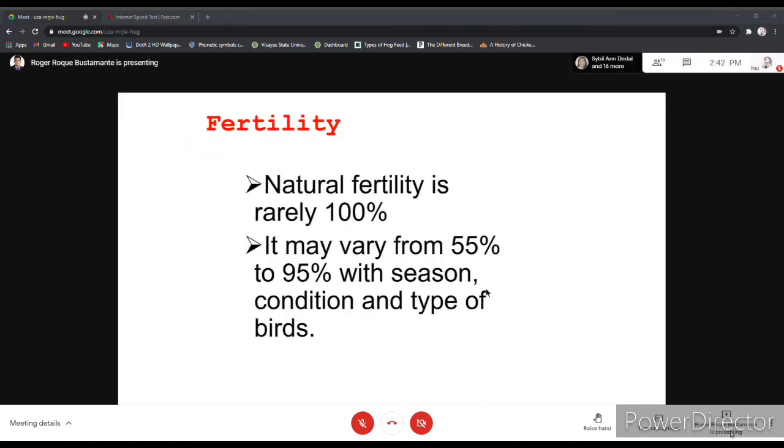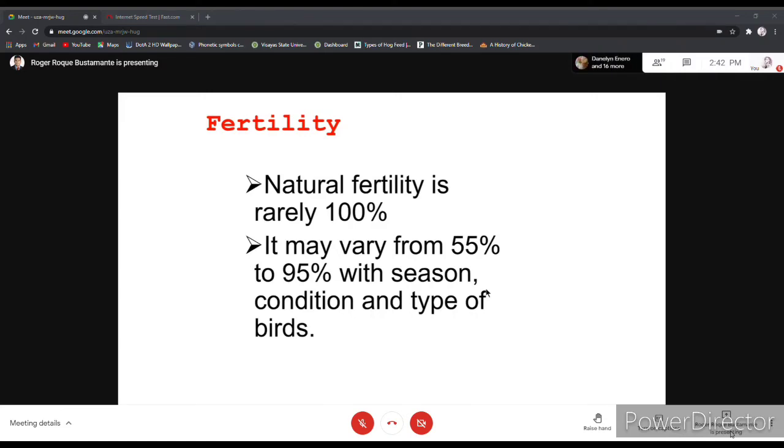So natural fertility is rarely 100%. It may vary from 55% to 95% with season, condition, and type of birds. So the fertility of your eggs is not really 100%. So you must consider that.